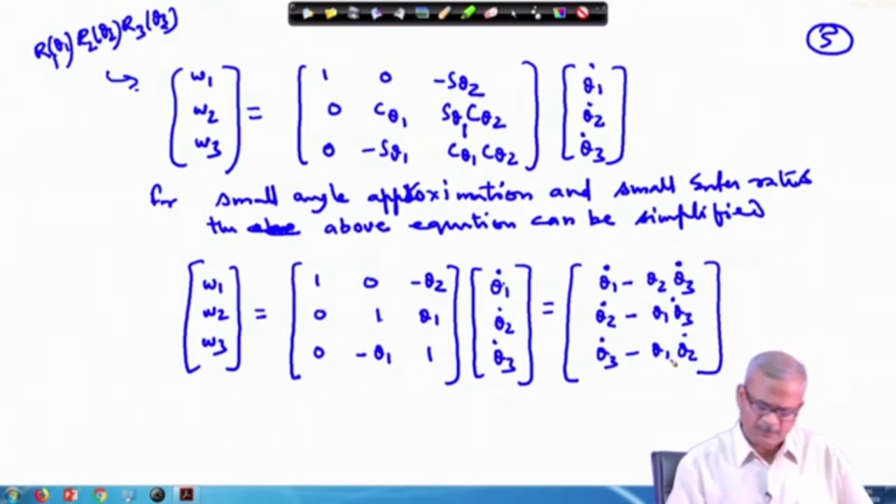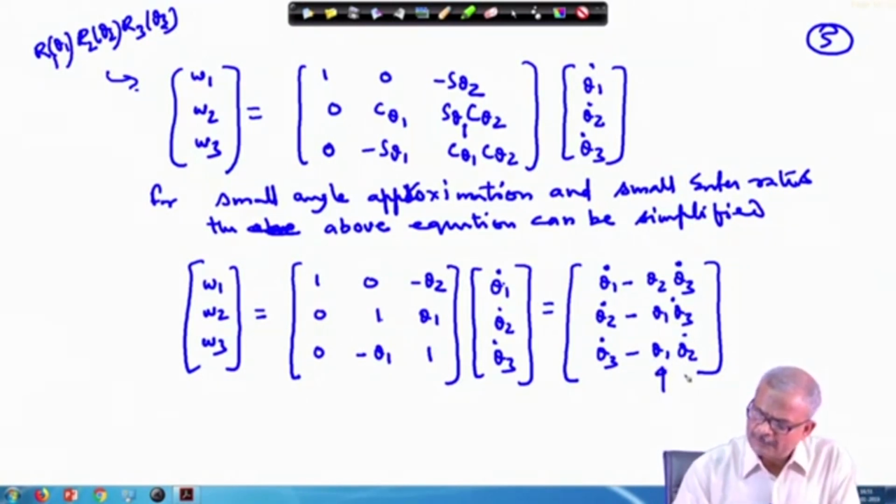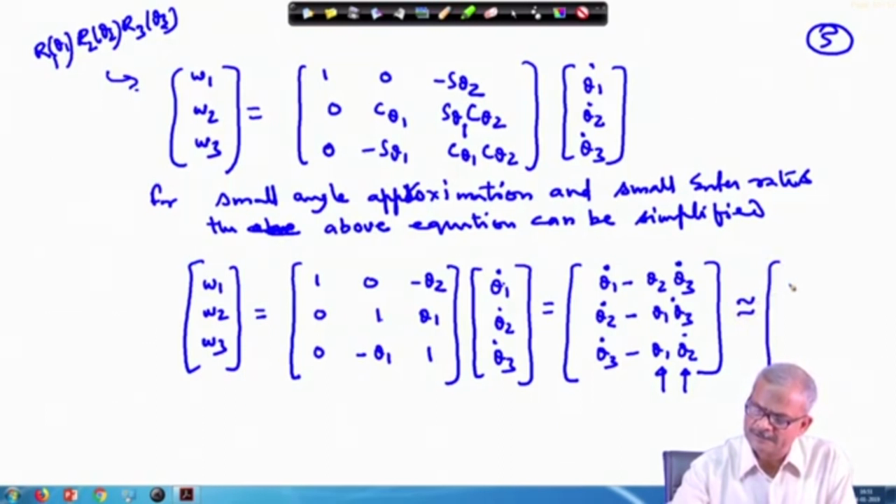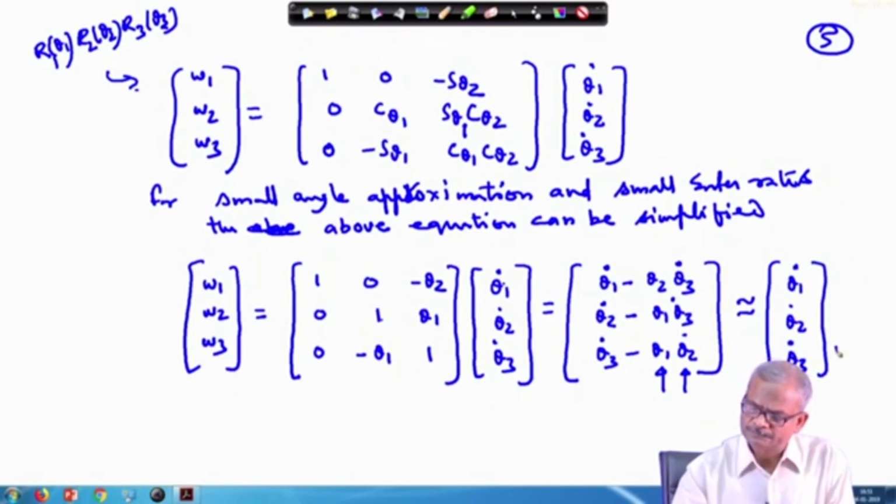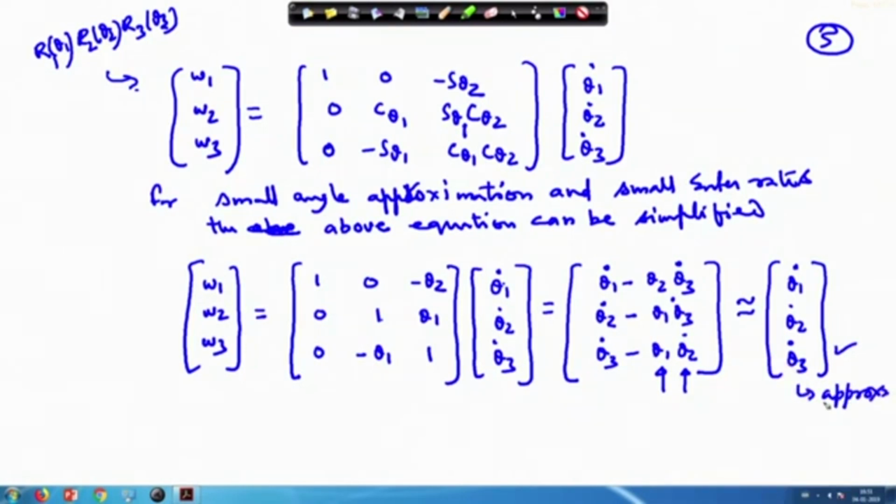Okay, so if we look into this, we are considering this to be small and these rates to be also small. So, if you approximate this, this can be approximated as theta 1 dot, theta 2 dot, and theta 3 dot. So, in your Euler's equation omega 1, omega 2, omega 3 was required. So, for a small angle, what we see is that they can directly be replaced in terms of theta 1 dot, theta 2 dot, and theta 3 dot.